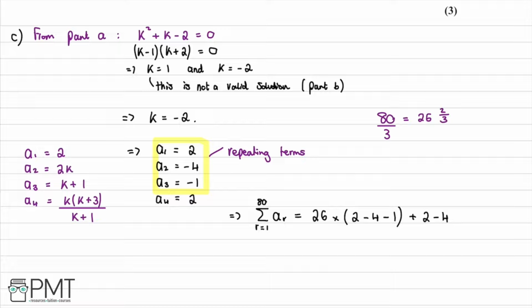So then we put this into our calculator. What's this going to be equal to? This is going to be equal to negative 80. Therefore, we've completed the question, and we've found that the sum of the first 80 terms of our sequence is going to be negative 80.